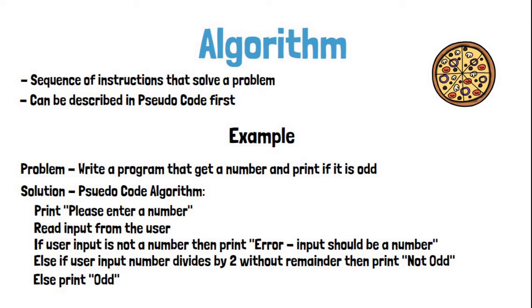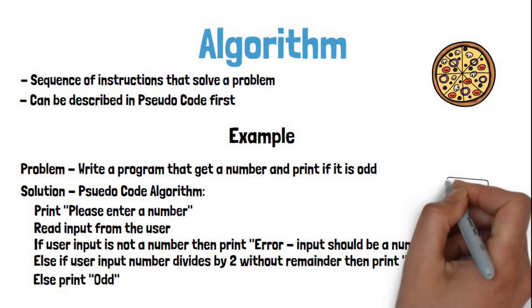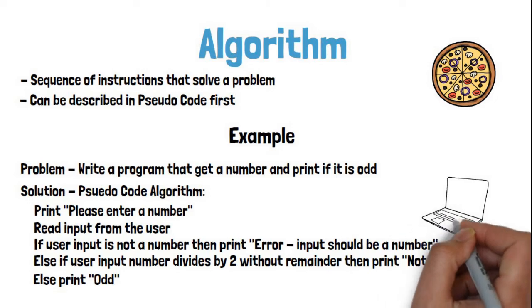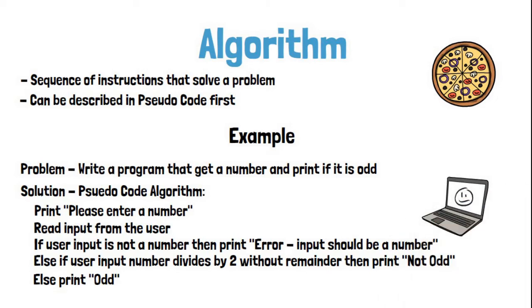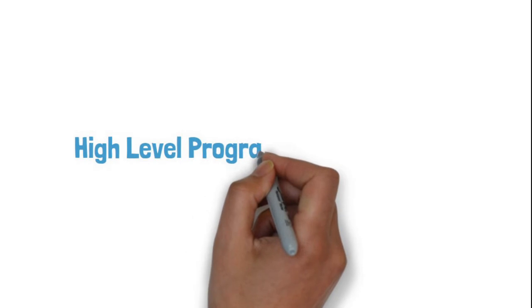Two things to note here. One is that checking the remainder after dividing by 2 is a straightforward action, which we'll see in an example later. And second is that pseudocode helps us to shape our solution, but in order to run it on the computer, we need to write it using a high-level programming language, which will be the next step in our process. Let's see what high-level programming languages are.